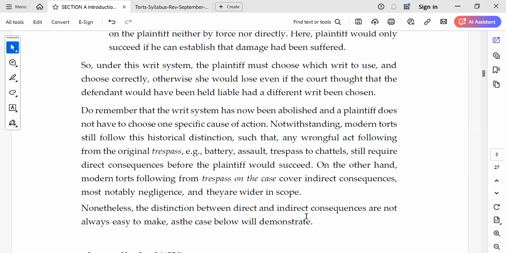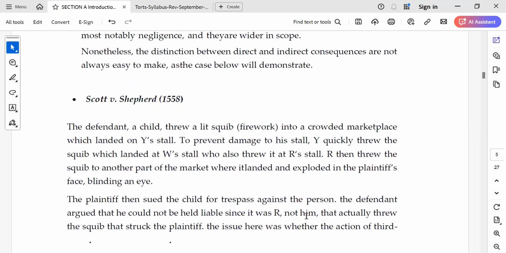On the other hand, modern torts following the trespass on the case cover indirect consequences, sometimes negligence, accidents, those things. And they are wider in scope. Direct, you can tell easily, so it's easier to prove also. So those are trespass coming under the different category. And the other thing is trespass on the case, which covers indirect consequences. Nonetheless, the distinction between direct and indirect consequences is not always easy to make, as the case below will demonstrate.